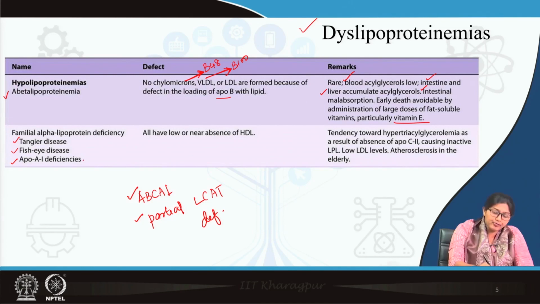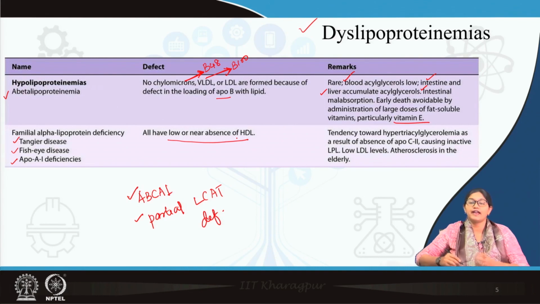Similarly, ApoA1 deficiency is another important condition. If ApoA1 is deficient, there will be a defect even in pre-beta HDL formation. So, finally, what will happen? There will be low or near absence of HDL in circulation.